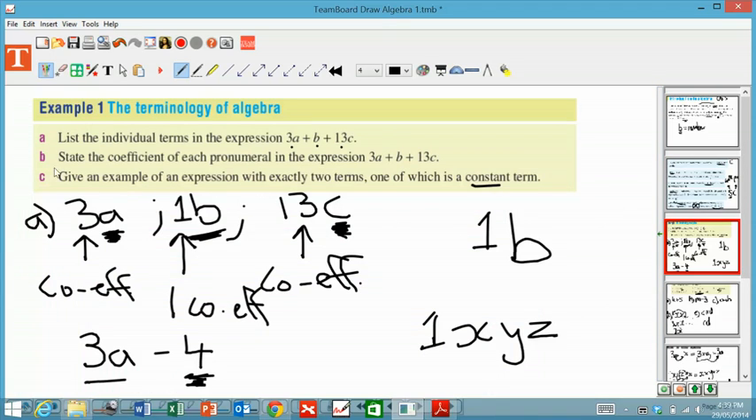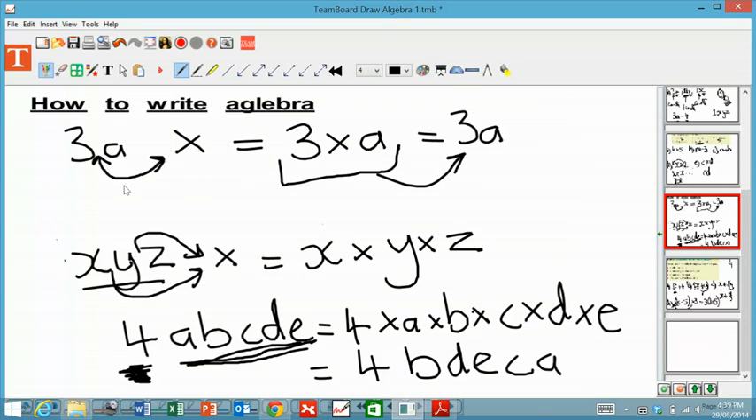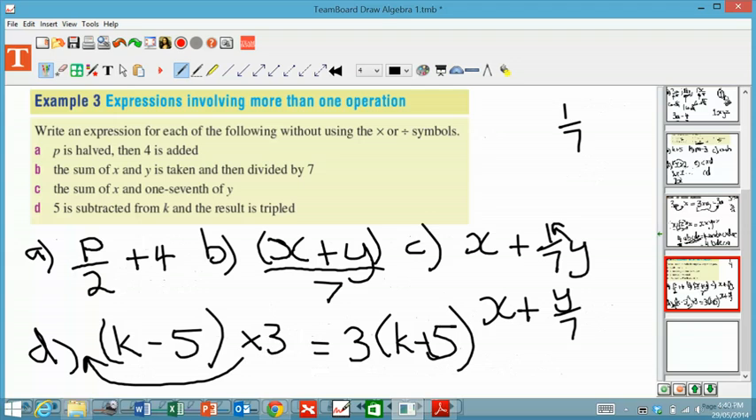And hopefully you've understood how, if you're given an expression, to work out how many terms it's got, what pronumerals are there, and what coefficients are attached to whichever pronumeral. Remembering that if you see a pronumeral on its own, the number 1 is sitting there, we just don't write it. Hopefully you understand how to write an expression from that information, and how to write algebra, that we don't write the multiplication and division signs. So 3 times a is just 3a. x times y times z is just xyz. Division, if we did 3 divided by a, it would just look like 3 over a. Hopefully you understood all that.